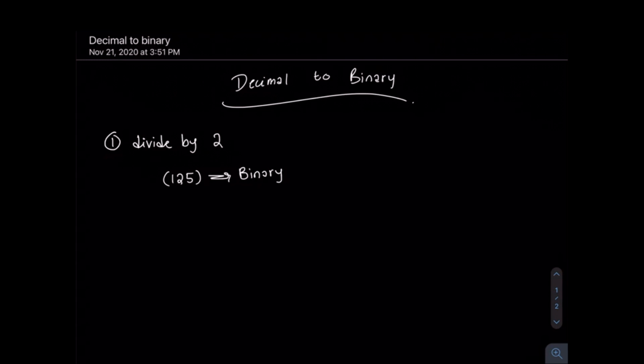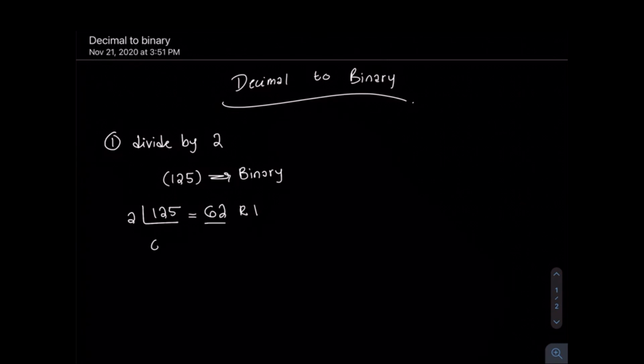what we have to do is take the number 125 and divide it by 2. It will equal 62 with the remainder of 1. The remainder is important for this conversion, so we have to write it. Next, we're going to take this number and divide it by 2. It will equal 31 with the remainder of 0, sorry.